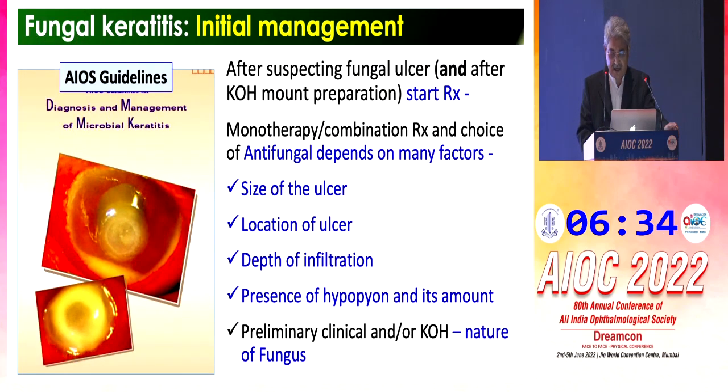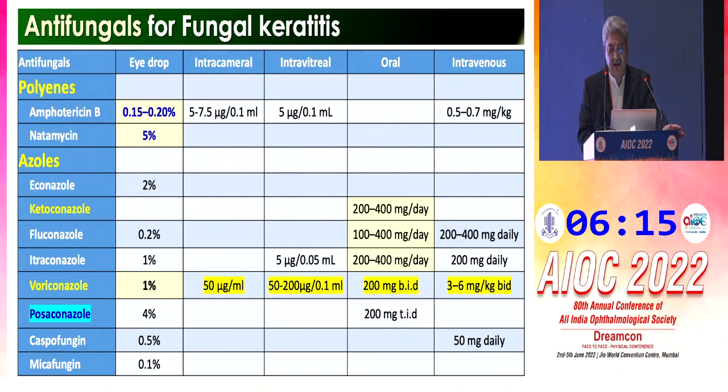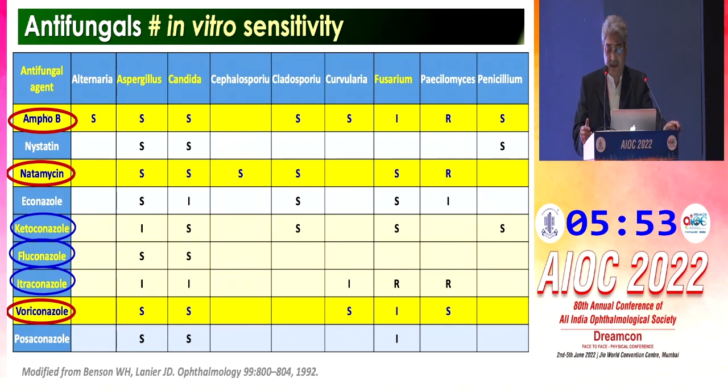So AIOC guidelines are there: size, shape, location, depth, and presence of hypopyon or not. And primarily, if you want to do one microbiology test, please do a KOH preparation and see for yourself under the microscope. You can actually group them differently. There are many antifungals available, polyenes and azoles. We know that natamycin and amphotericin B are both available in our country, but amphotericin B you have to prepare yourself. Voriconazole is available in our country, but other azoles are available in the form of tablets or injections. There are different sensitivity patterns, and we know that amphotericin B is more sensitive for Aspergillus or yeast kind, whereas natamycin is mostly sensitive for all.